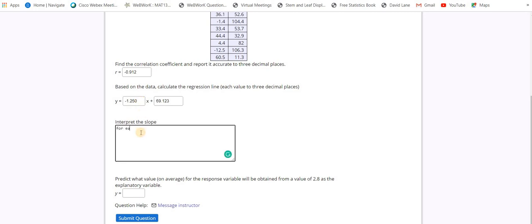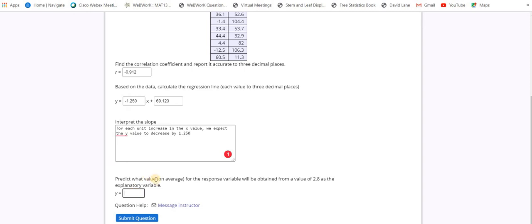So for each unit increase in the x value, the y value to decrease by 1.250 or 25. Decrease because it's negative, and this is the slope basically. So that is the interpretation of the slope.